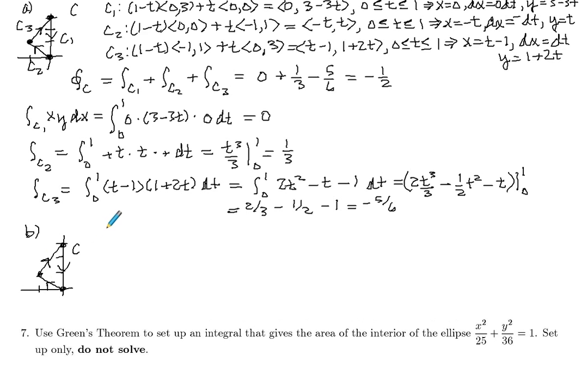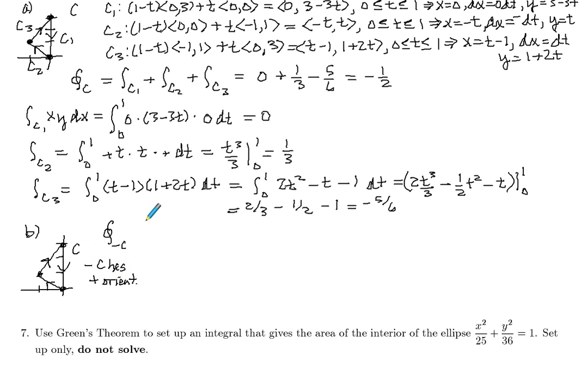So what we want to do, in order to apply Green's theorem, is the integral along negative C. Okay, so C has negative orientation. Negative C has positive orientation.